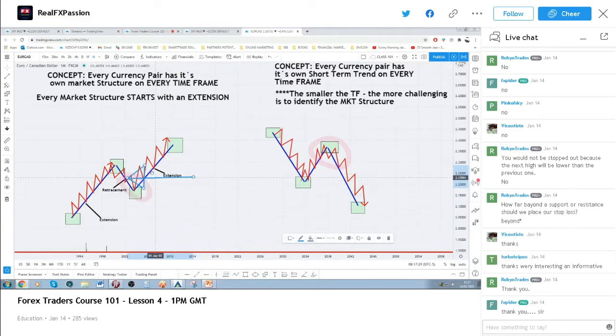I could be shorting, like, what's the pair right now? GBP/USD, it's a great example. I could be shorting a downtrend on the 15-minute chart or the 1-hour chart, and I would lose, because this short-term downtrend is nothing more than an up retracement of the up structure.